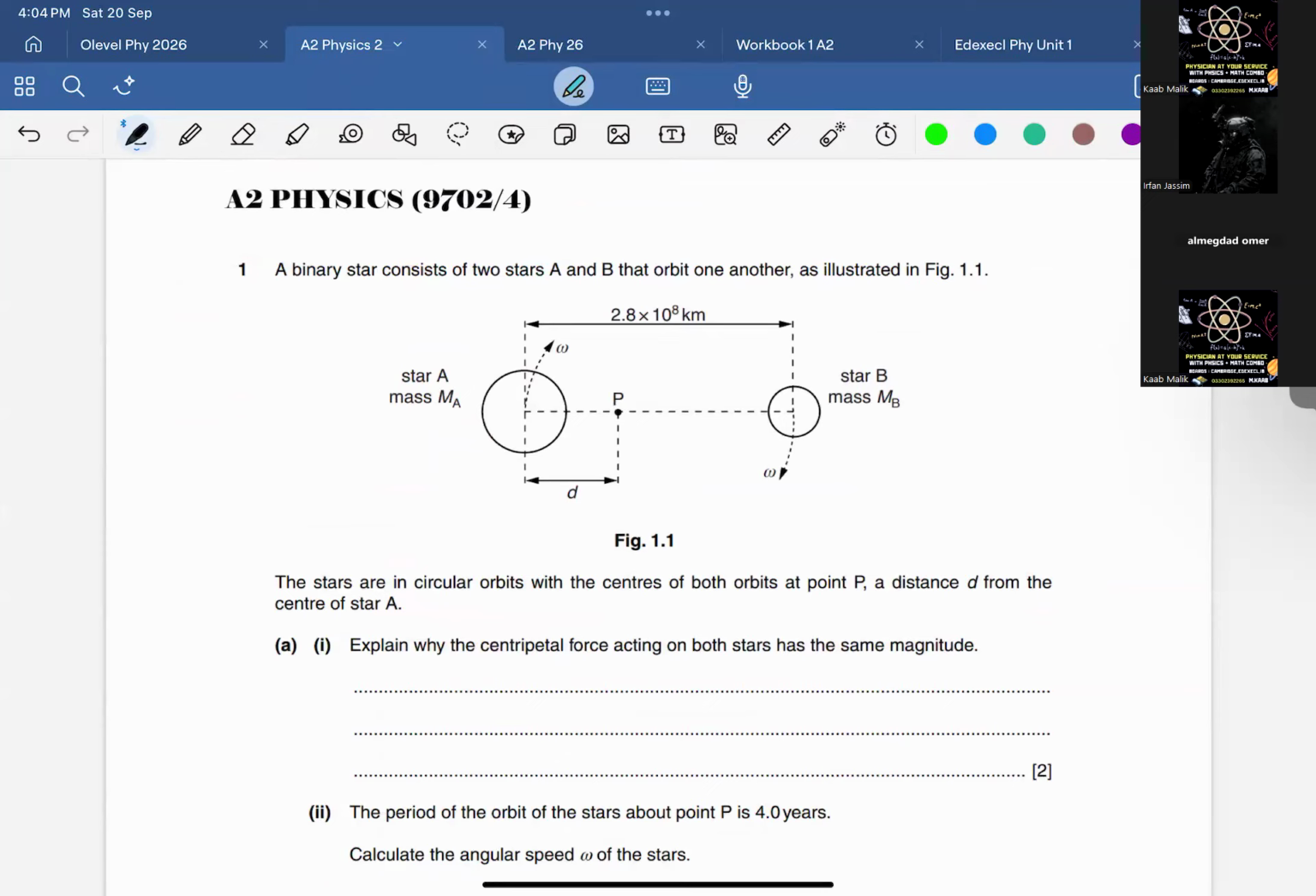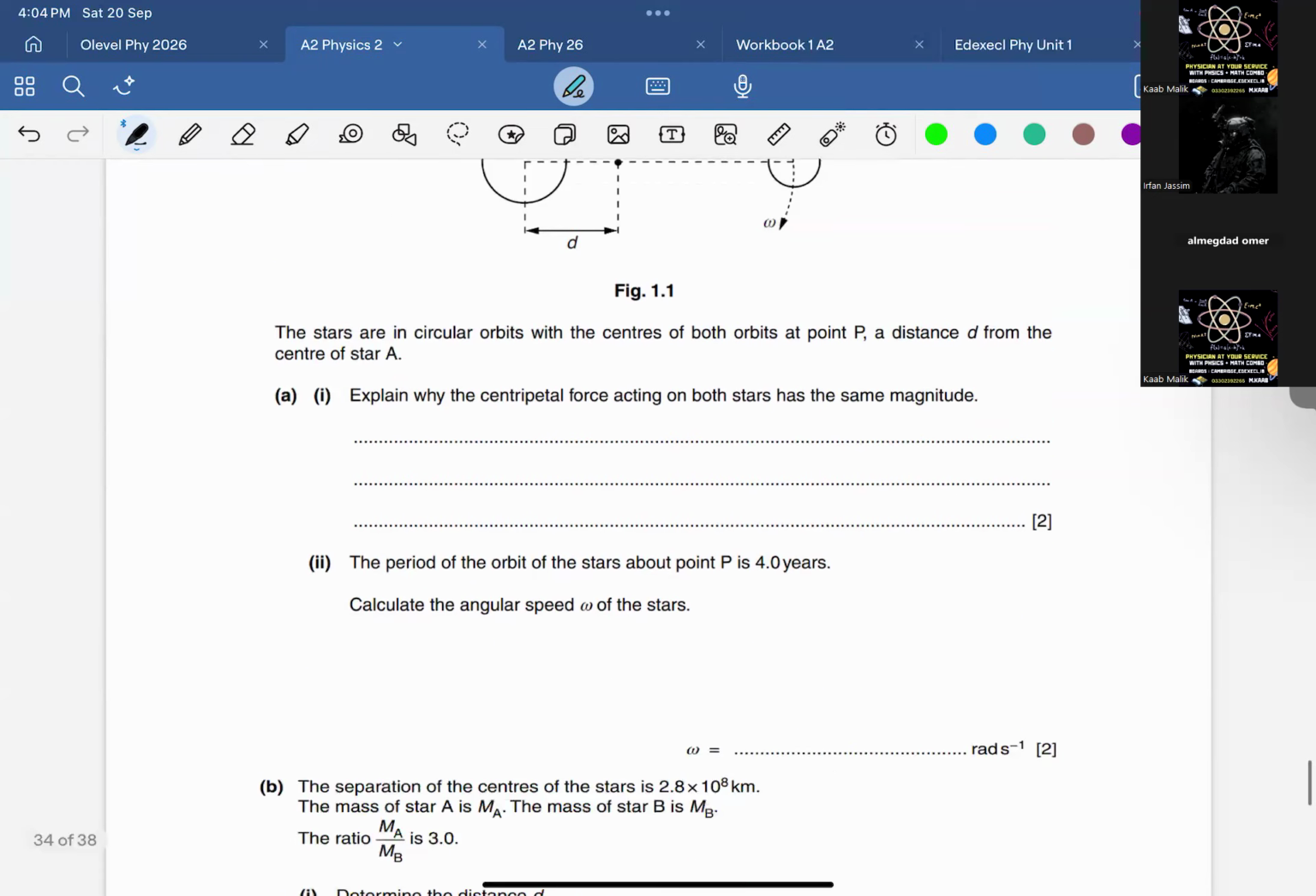A binary star consists of two stars A and B that orbit one another, as illustrated in figure 1.1. The stars are in circular orbits with the center of both orbits at point P, a distance d from the center of star A. Explain why the centripetal force acting on both stars has the same magnitude. We know that due to Newton's third law, the force is going to be equal and opposite on both the stars, right? So that's why.